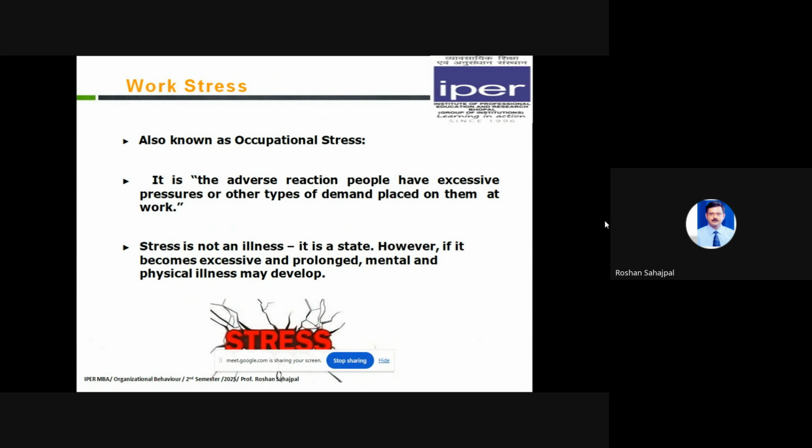So if a soldier is deployed on the border area for a continuous period of time, naturally because of the working conditions there, the place where the soldier is deployed, the soldier will have a lot of stress, and that will lead to some kind of mental or physical illness. So what people do in armed forces is that they replace them.